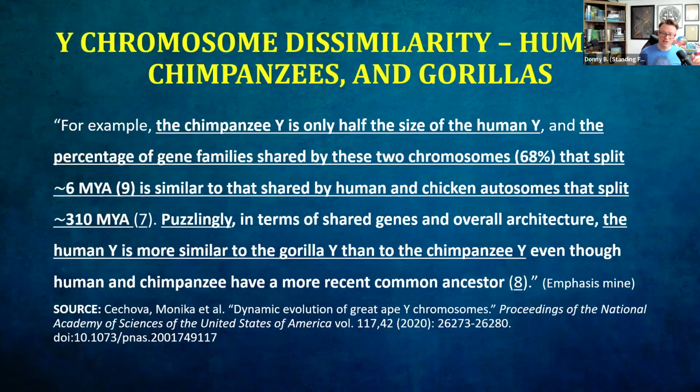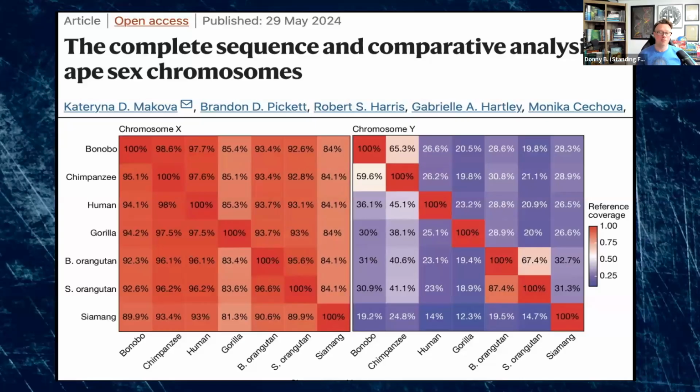They admit here, the chimpanzee Y is only half the size of the human Y, and the percentage of gene families shared by these two chromosomes that split about 6 million years ago, according to their model, is similar to that shared by, notice this, human and chicken autosomes that split, according to their model, 310 million years. And assessing that visual, our assessment is correct. They say the human Y is more similar to the gorilla Y than to the chimpanzee Y. It gets even worse for them.